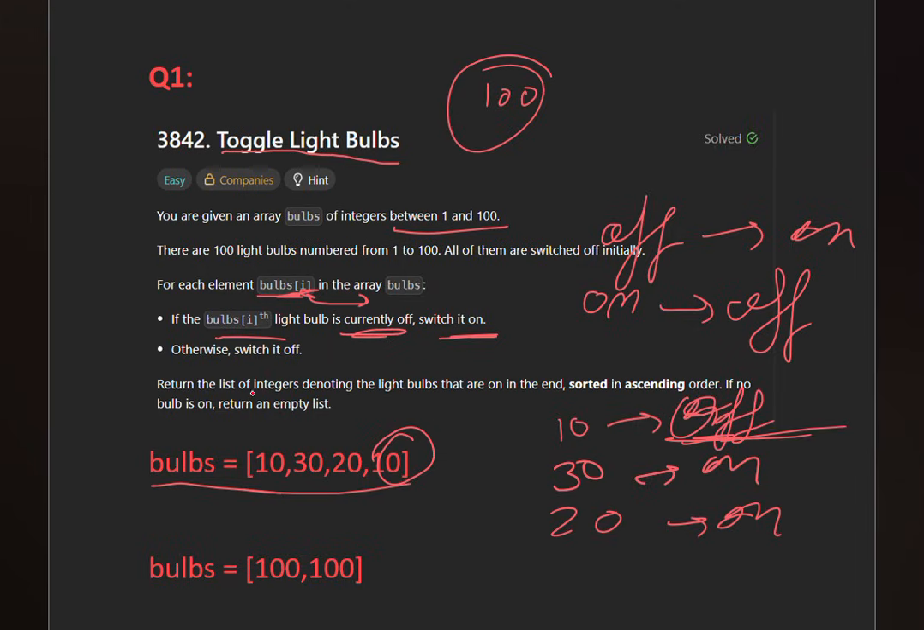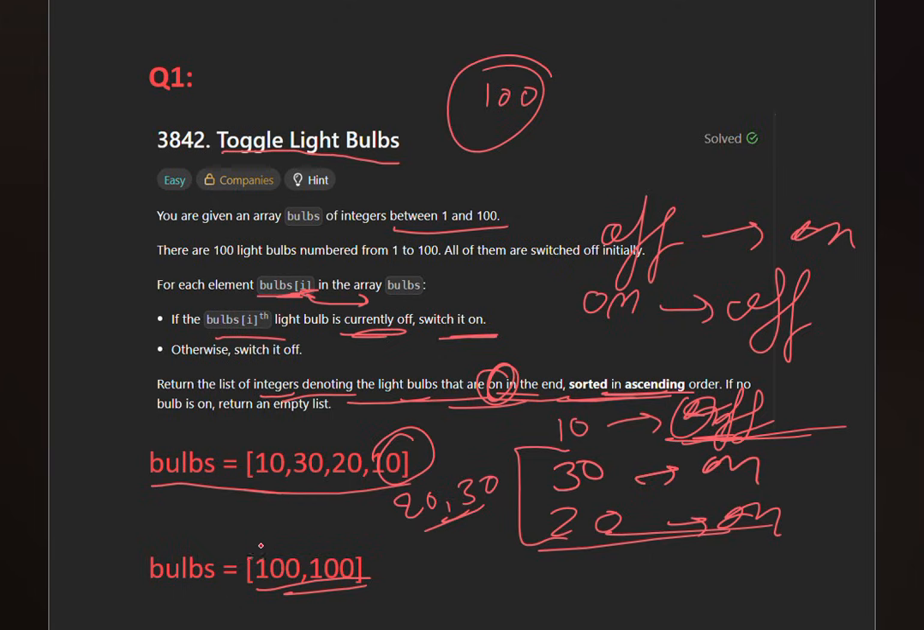Currently 10 is on, so we'll make it off. At the end we have to return all the bulbs that are on, in ascending order. See, 30 and 20 are the bulbs that are on, so we'll return 20 comma 30. Now see the second example. Here first 100 is off, so we'll turn it on, then again on to off. Now no bulb is in on state, so we'll return an empty array.